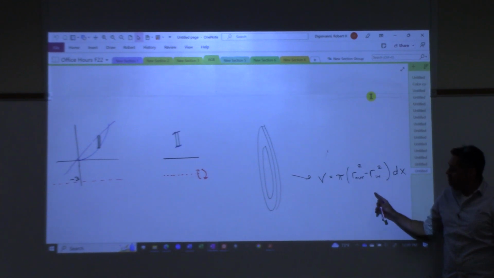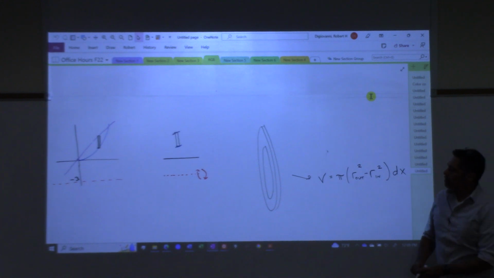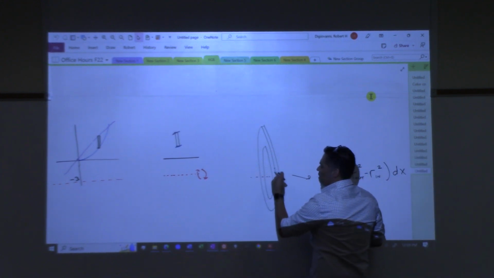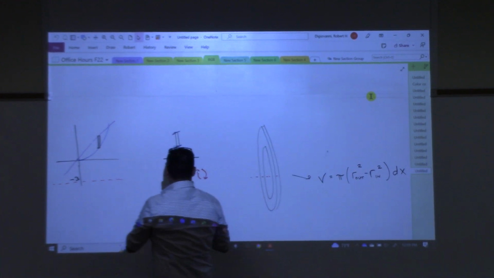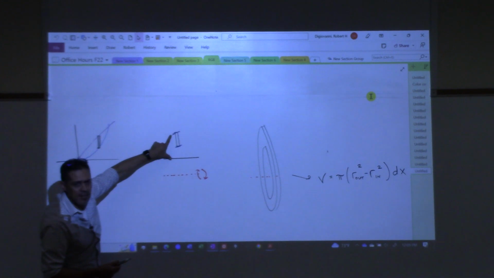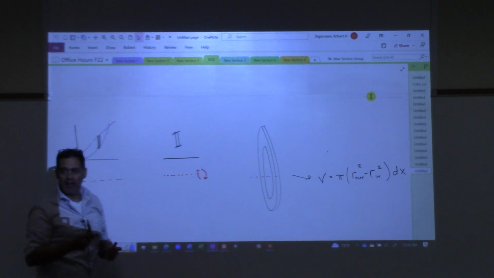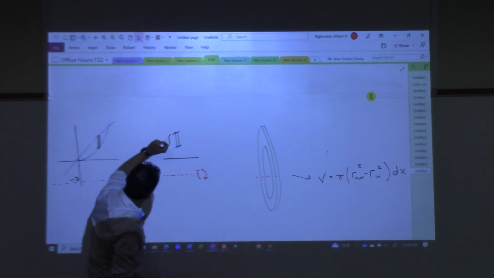But for us, let's look at what is r out. R out is the distance from this to the outer edge, right? That is no longer this distance, is it? It's this distance to here as well. So you have to account for that. So this distance from here to here is how much?